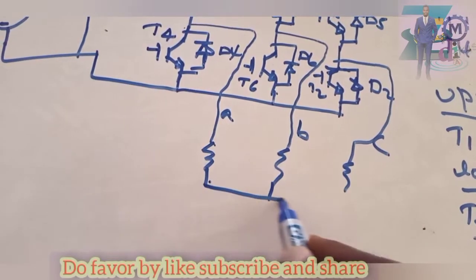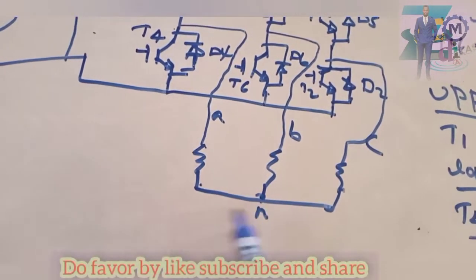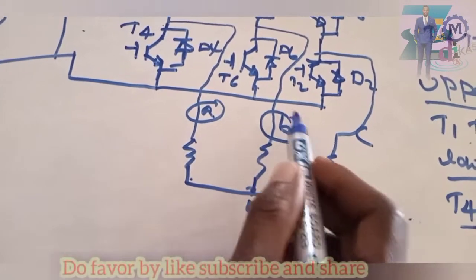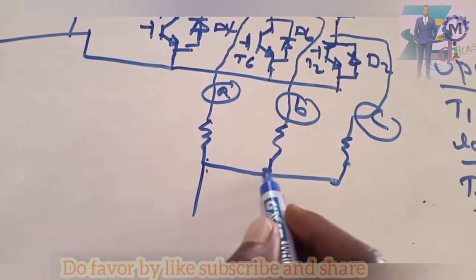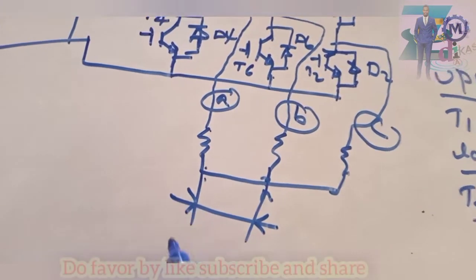A resistive load. It is our load, which is a resistive load here, which is the end point. This one is A, this one is B, voltage at B, voltage at C. So we are able to compute line to line voltage and line to neutral voltage here.